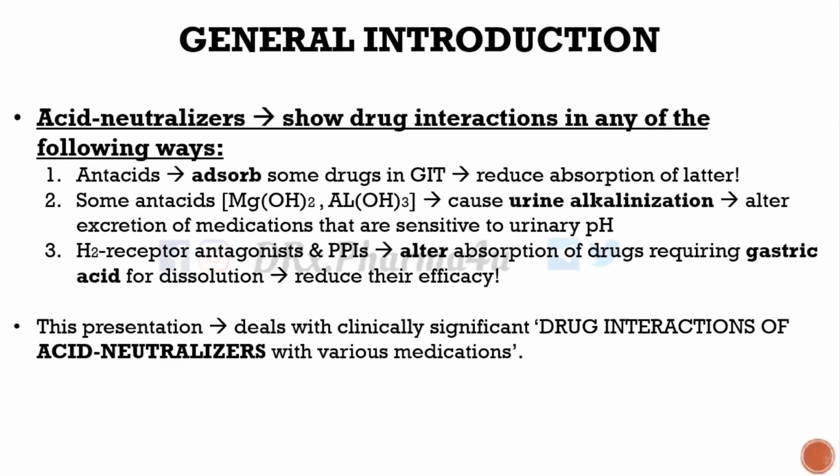There are some antacids, for example, magnesium hydroxide and aluminum hydroxide, which actually make the urine alkaline. When the urine becomes alkaline, there are some medicines which require acidic urinary pH to be concentrated and show their mechanism. But if the urine becomes alkaline, it may alter the excretion of medications that are sensitive to urinary pH. So either the excretion will increase or the excretion will not happen. And obviously, H2 receptor antagonists and proton pump inhibitors alter the absorption of drugs which require gastric acid for dissolution.